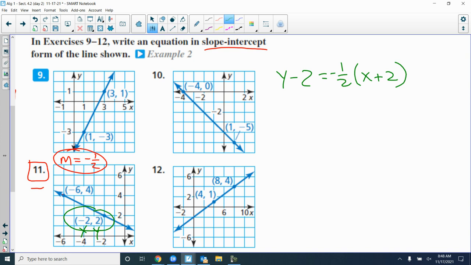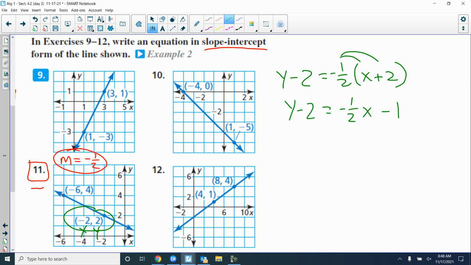Now distribute this over here. Bring this down. What's negative 1/2 times x? Just put them together. You don't need your calculator. You said negative 1/2 times x. Oh, 1/2 x. Don't forget the negative. Now, what's half of 2? 1, but it's going to be a what kind of 1? Negative 1. There it is right there.